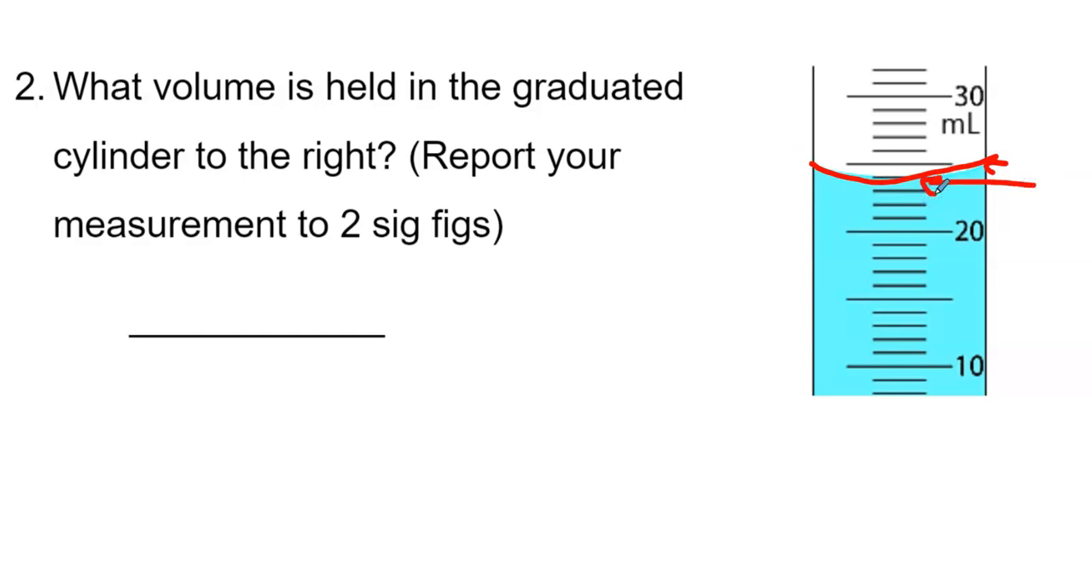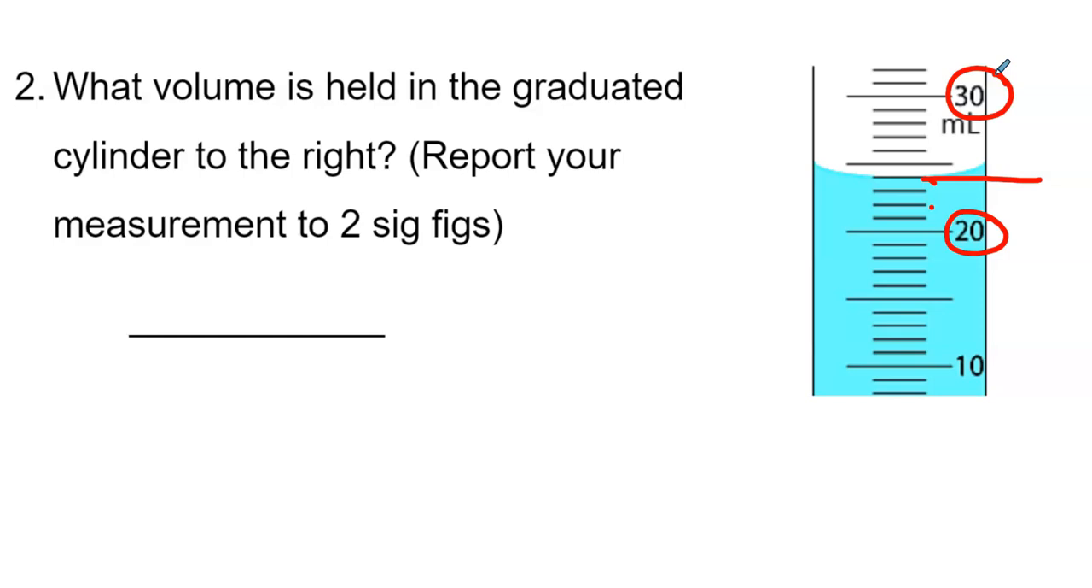So we're not reading from the top here, we're reading from the bottom, and I'm actually going to clear that real quick so we can see it a little better. So we're reading from the very bottom, which will be this line right here. The next thing we have to do to read a graduated cylinder is look at how many graduations are between each number. So I have 20 and 30, and my water level, my meniscus, is somewhere between the 20 and the 30.